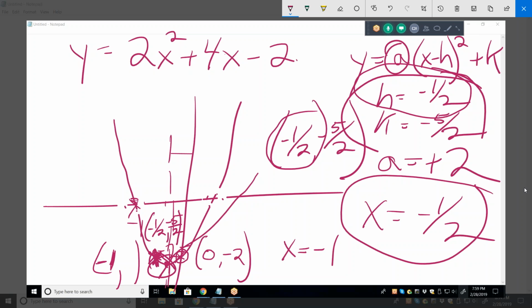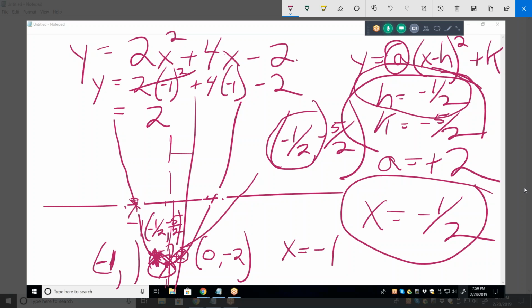Okay? And now, in order to find out what the y value is, plug in minus 1. So we have 2 times minus 1 squared plus 4 times minus 1 minus 2. What is that equal to? Hold on. Make sure you do your PEMDAS right. First of all, you're going to square -1. What does that equal? 1. Multiply it by 2. 2. Okay, so that thing is equal to 2. What's that equal to? -4 minus 2. So that whole thing is -4. So that's what that value is.